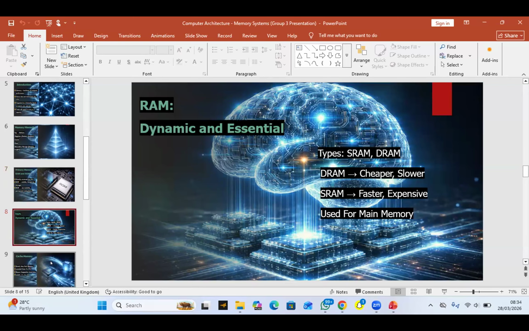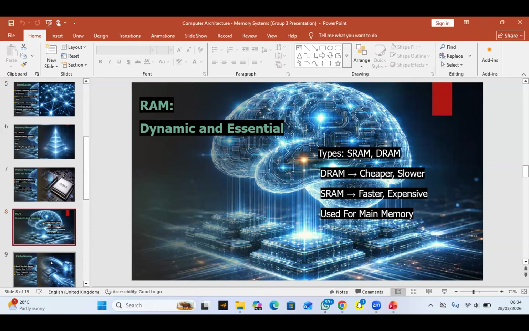Okay. We have types of RAM. We say that RAM is dynamic and is very essential. And we have the SRAM and the DRAM. The DRAM is very cheap and is slower. The SRAM is very fast and is very expensive, because the DRAM always needs refreshing. Every day it needs refreshing. That's why they say it's cheap and slower. But the SRAM, you see, is cache memory instead of the main memory. So it's very fast. It depends on the cache. The cache works directly with the CPU, so it's very fast.